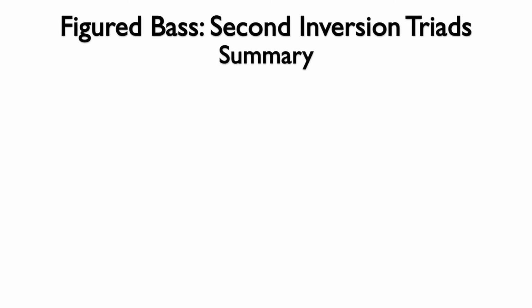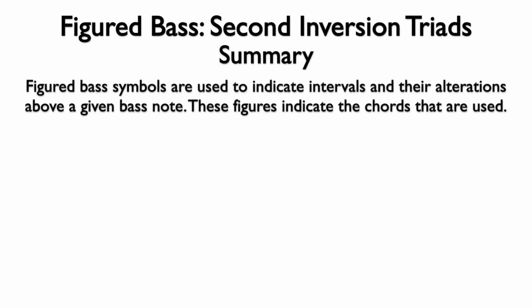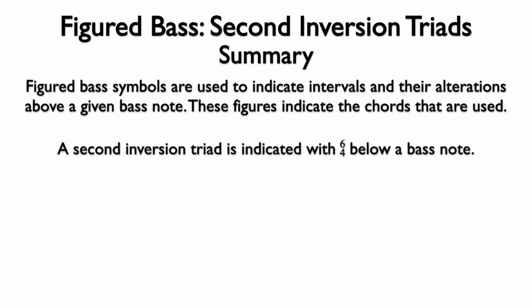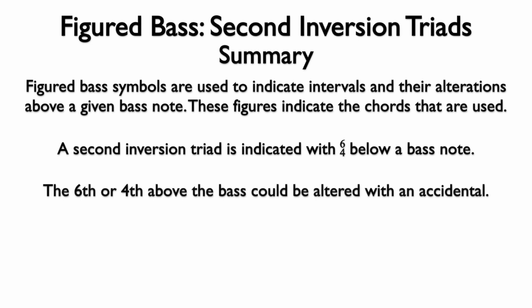Let's summarize. Figure-based symbols are used to indicate intervals and their alterations above a given bass note. These figures indicate the chords that are used. A second inversion triad is indicated with 6-4 below the bass note. The sixth or fourth interval above the bass could be altered with an accidental.